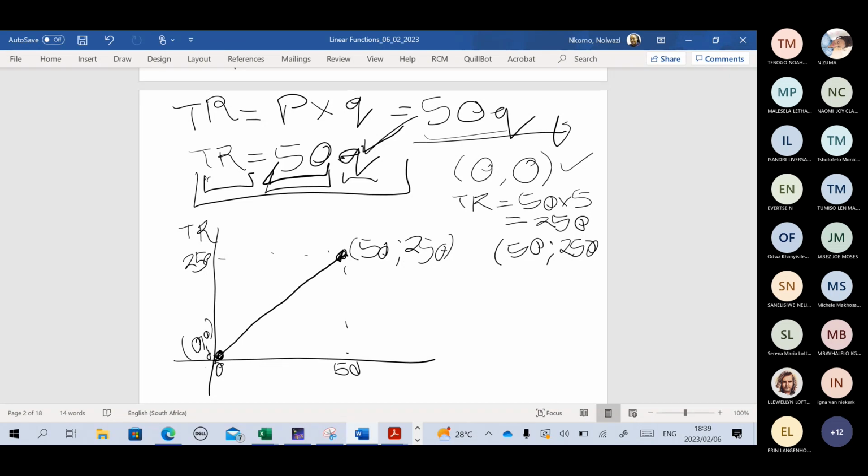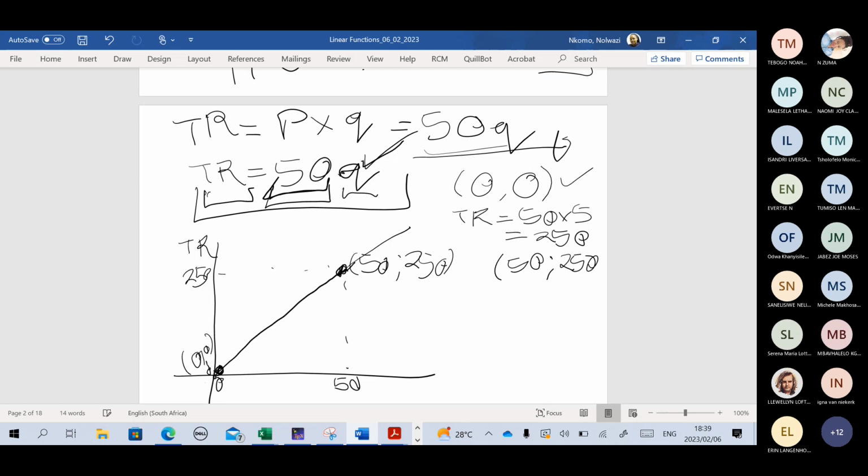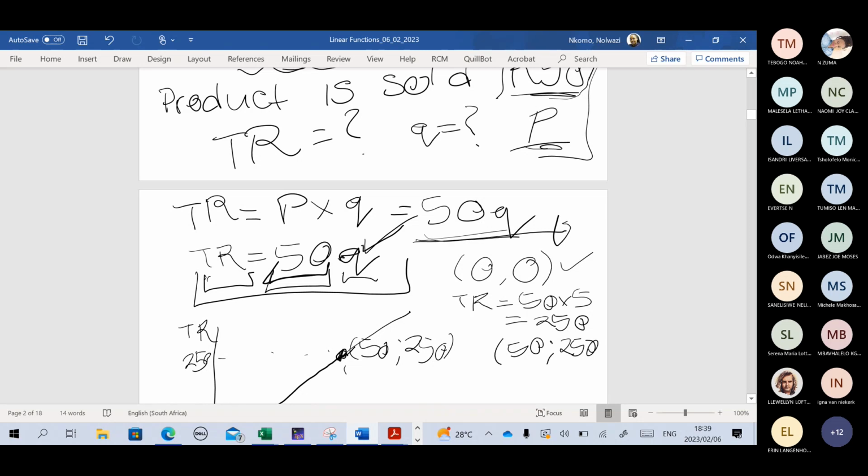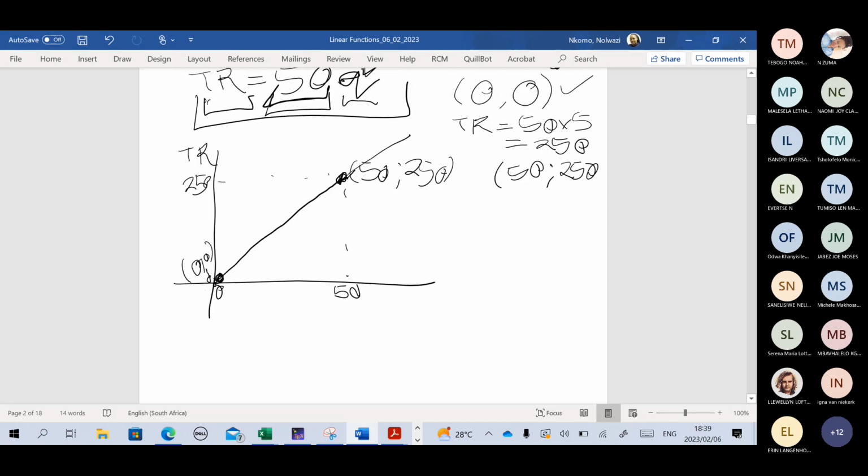Then we just have to draw a line from that point 1 to point 2, and this is our linear function that represents this given total revenue. So yeah, that's it. Then you can label your axis. Remember here we had Q.